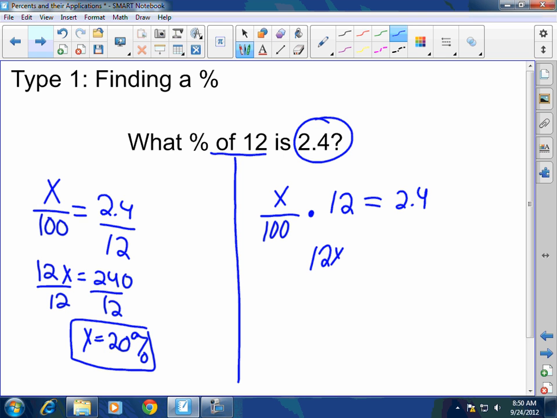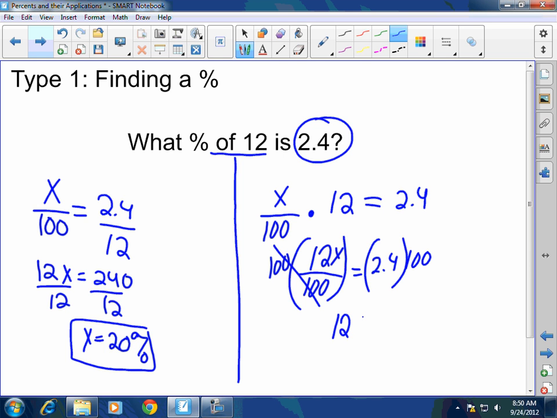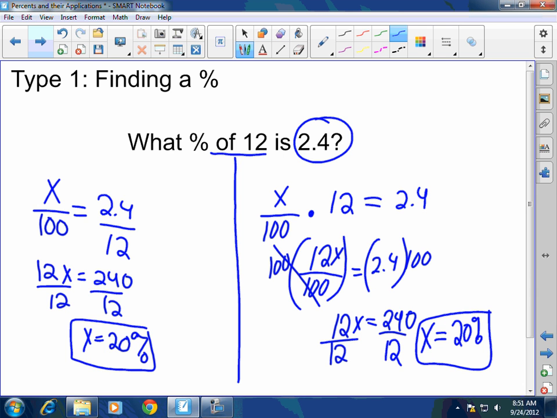Same exact thing. 12x over 100 equals 2.4. Multiply 100 to both sides. I'm going fast here, guys, because this is just a simple equation, which we know how to do already. And that's 240 divided by 12, divided by 12, and x will equal 20% again, because we were looking for a percent. Does that make sense? Make sense, everybody? Promise?